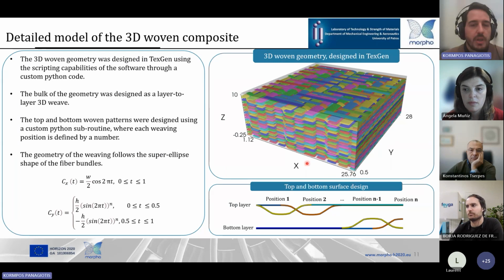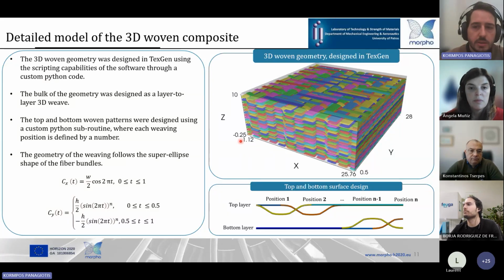The complex 3D architecture of the composite core requires further investigation for the simulation procedure, so a detailed 3D woven model was designed and compared to a more traditional homogenized finite element model. The design of the detailed 3D woven model was done using the TexGen software, where a custom script was used for the generation of the geometry.